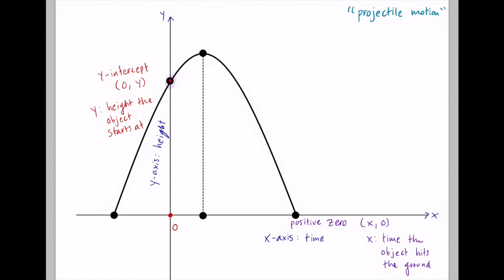And notice our point is always going to be x, 0. X could be any number. It's going to change for every problem. But our y value is always going to be 0. If we're on the ground, we have 0 height. The object hits the ground at our positive 0. But if we look back over here, we see the object hits the ground here. Let's call this our negative 0.